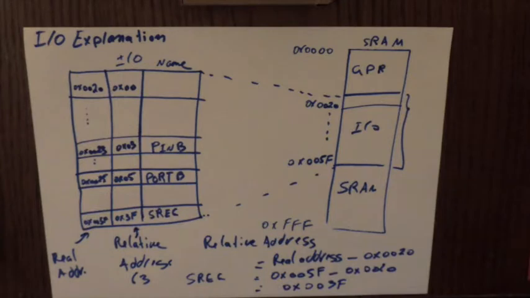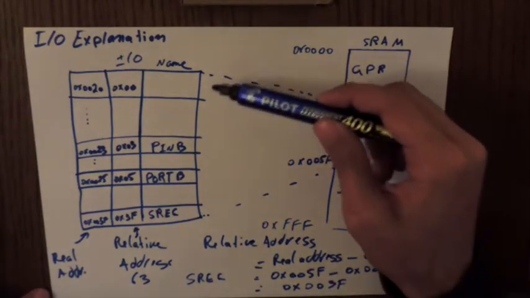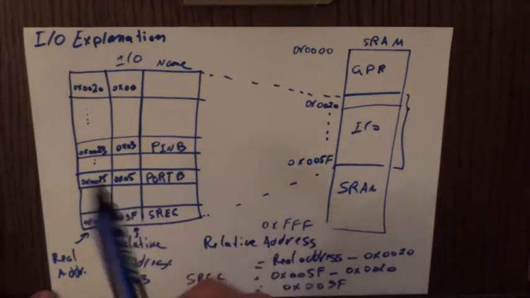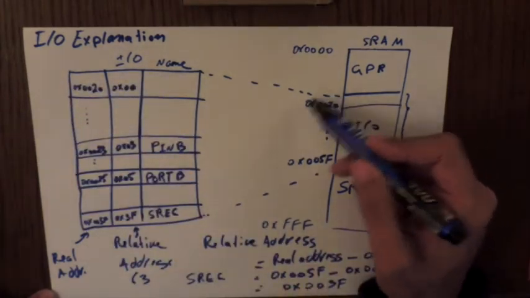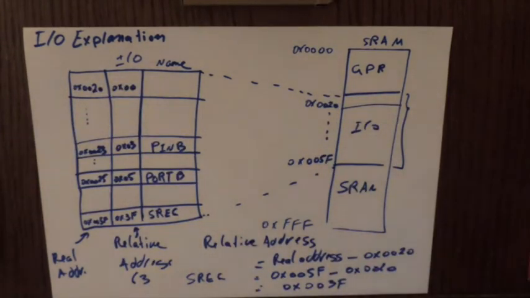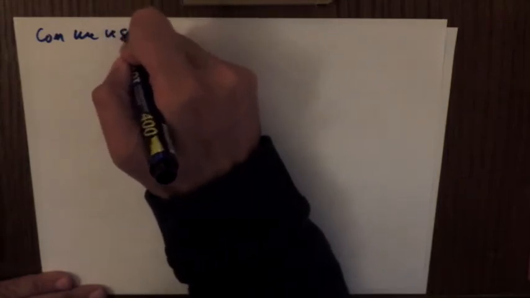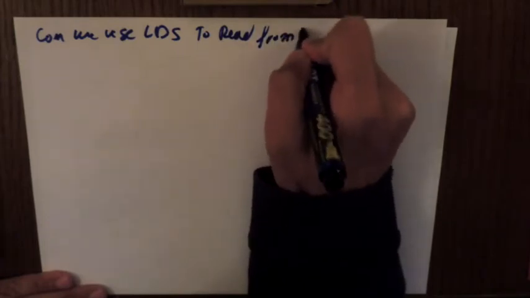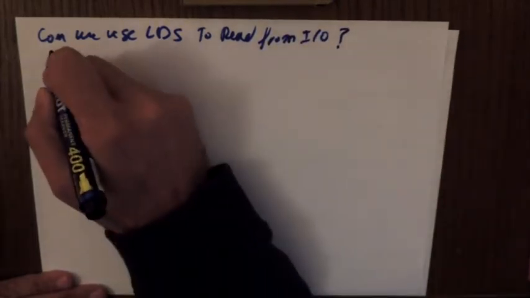Okay, so this is a small explanation about relative addressing and real addressing. Relative address is with respect to the first location in the I/O, and it goes for 64 registers for the I/O registers. Of course, this is the real address that actually can be used with LDS, and I'm going to explain this in a while. So the question is, can we use LDS to read from I/O? The answer is yes.